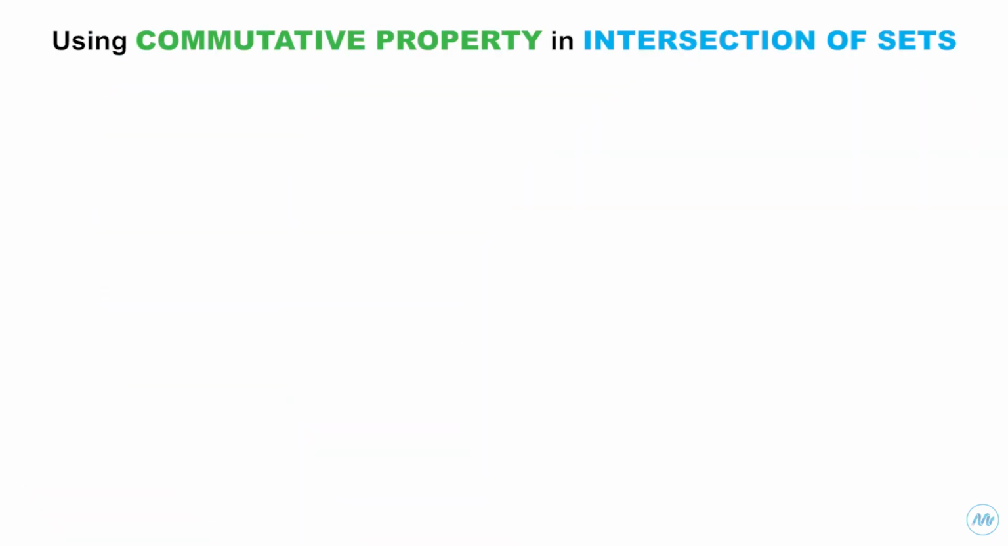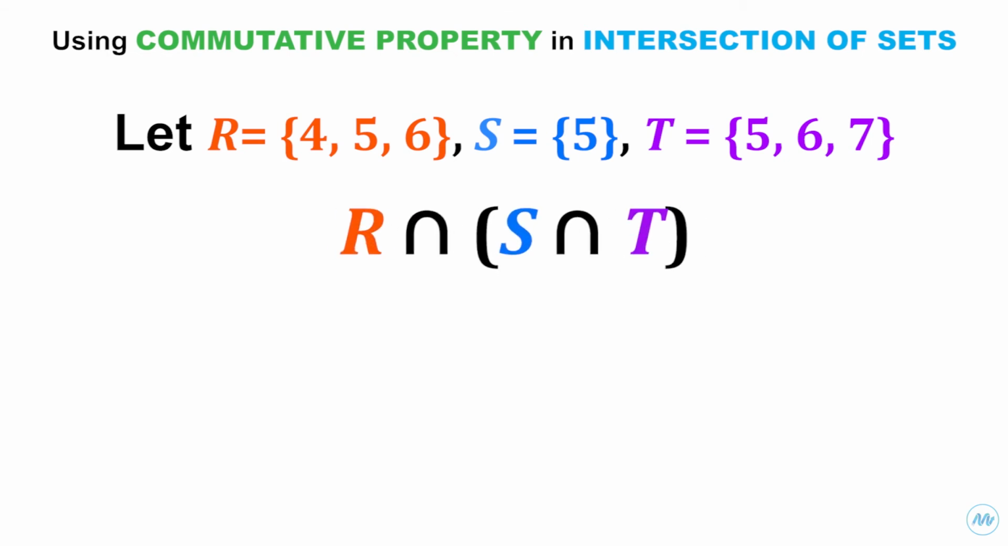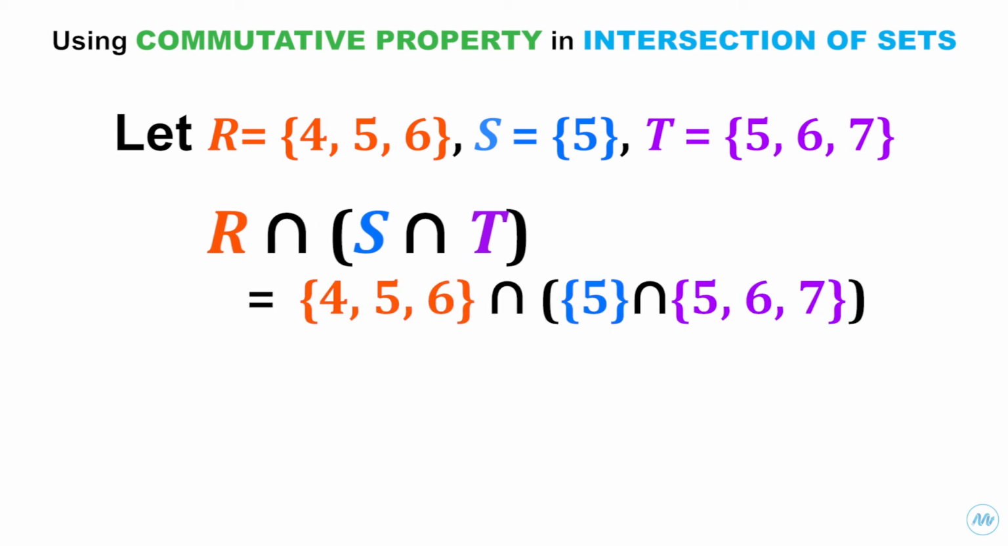Sa example naman na ito, ipapakita natin na may commutative property din na maaaring gamitin sa intersection ng sets. Let R be a set whose elements are 4, 5, and 6. Let S be a set whose element is 5. And let T be a set whose elements are 5, 6, and 7. Let's find R intersection (S intersection T). Simply substitute the given sets to the given expression.